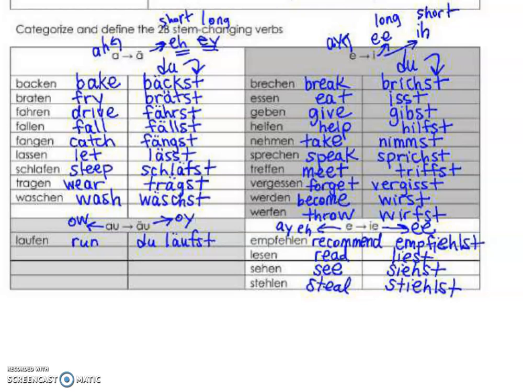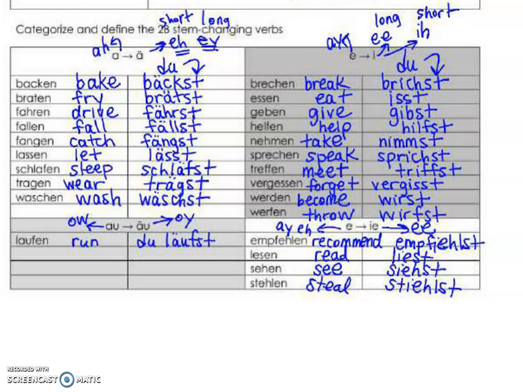Lassen means to let, and it's du lässt. Schlafen means to sleep, and that's du schläfst. Tragen means to wear, and that's du trägst. Waschen means to wash, and that's du wäschst. Laufen means to run, and that's du läufst. Brechen is to break, that's du brichst. Essen is to eat, that's du isst.